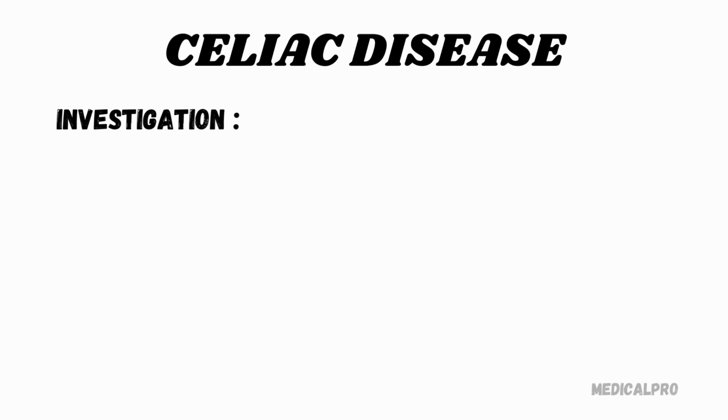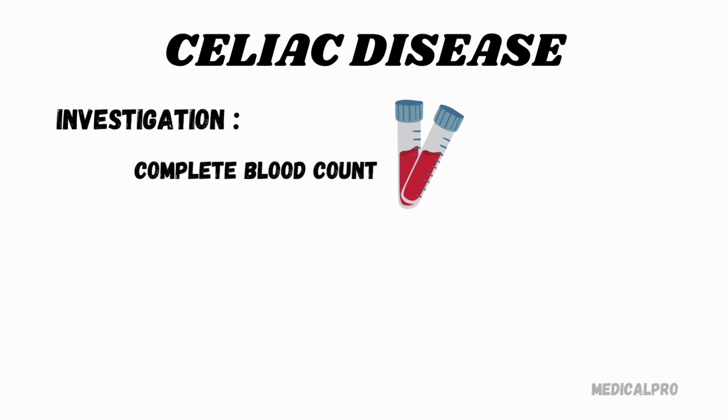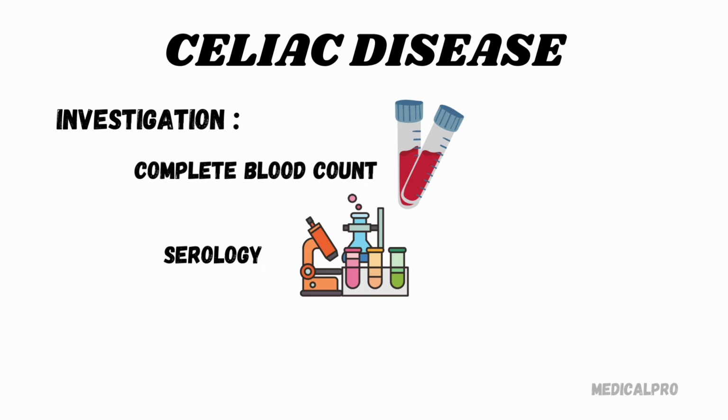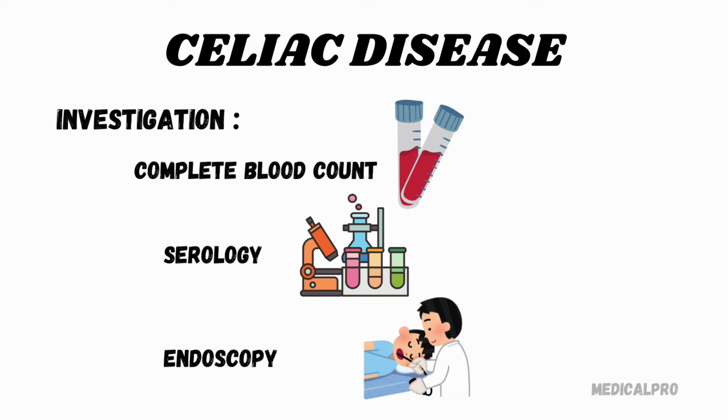The investigations you do to get the diagnosis are a complete blood count to know the anemic status of the child, serological tests to detect the presence of antibodies such as tissue transglutaminase and anti-endomysial antibodies, an endoscopy to rule out the other conditions with a histopathological study to look for the villous atrophy, hypertrophy of the crypts, and the number of lymphocytes.